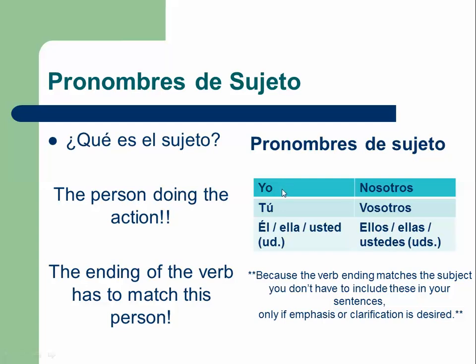So the yo form is always going to be in this box, the tú form is always going to be in this box, the he, she, or it, or usted form is always going to be in this box, the nosotros form here, the vosotros form there, the ellos, ellas, ustedes form is always going to be here, etc. This is an interesting note that you need to remember also: because the verb ending matches the subject, you don't have to include the pronouns in your sentences unless you desire to emphasize or clarify whatever you're talking about. Alright, I hope that explains that.